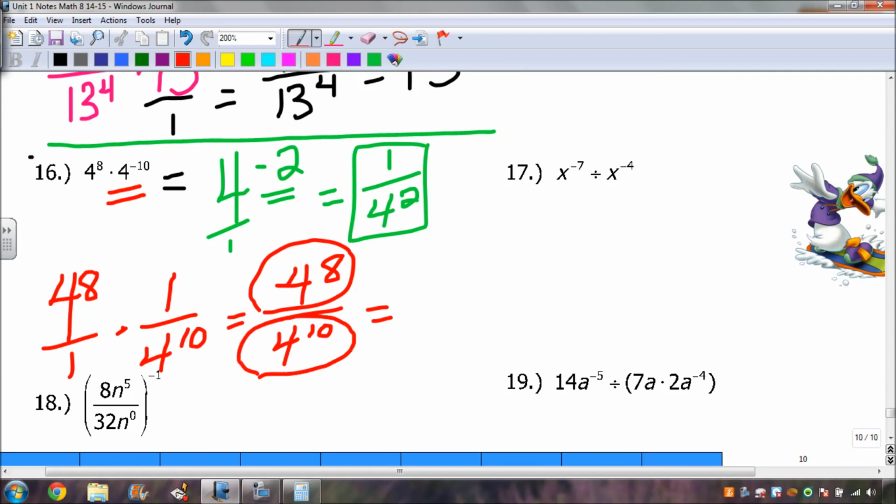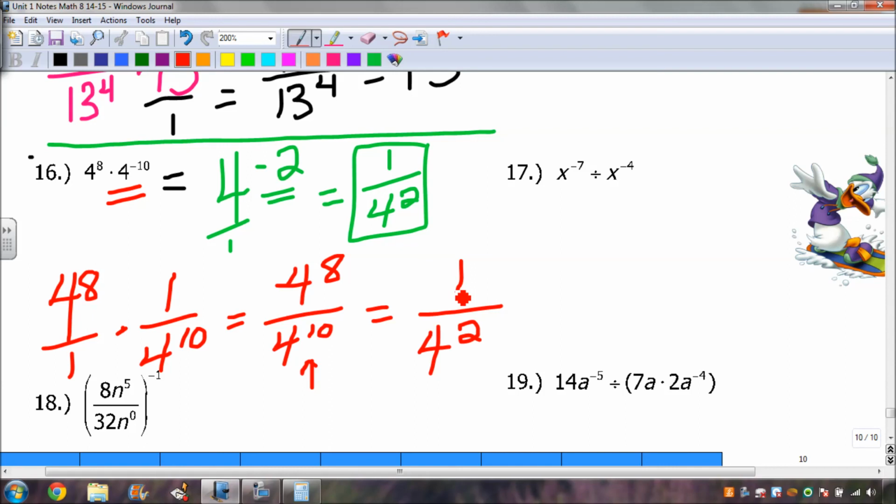So think about this next question logically. If my 4s cancel out, how many of them will cancel out? Well, if you have 8 on top and 10 on the bottom, 8 of them are going to go away. How many are you going to have left over? Well, if there were 10 on the bottom and 8 of them went away, you have 2 left over. So that means you have 2 left over, but you have more in the denominator. So that's why you'll end up getting 4 to the second power in the denominator, and everything canceled out in the numerator to give you 1. So either way, you'll get this answer right here.